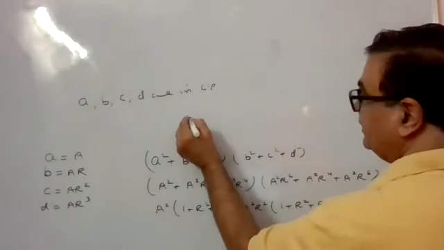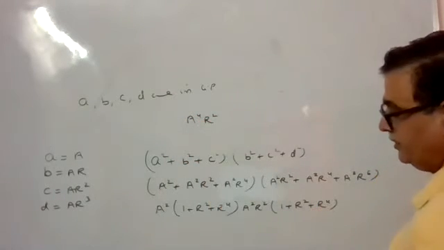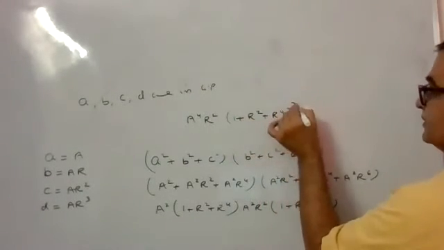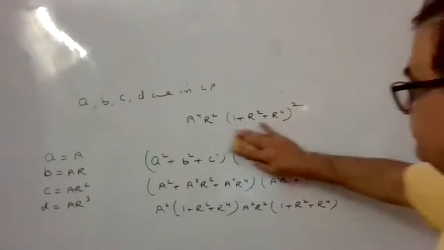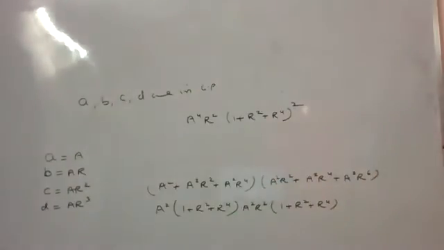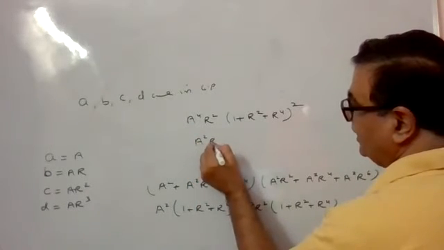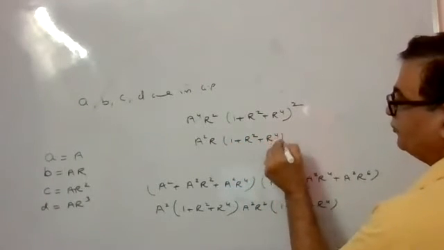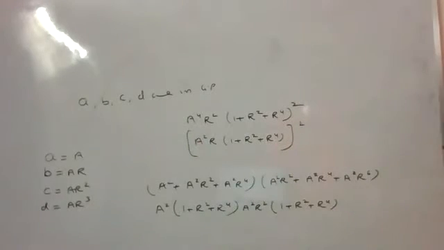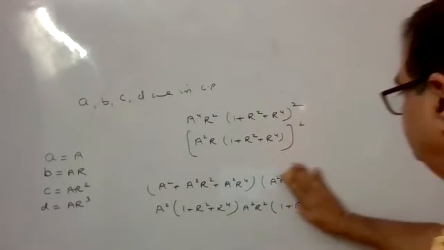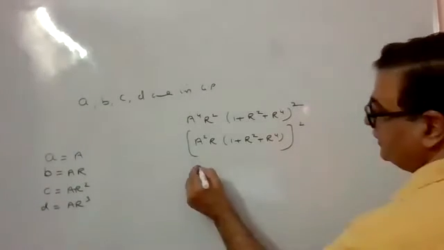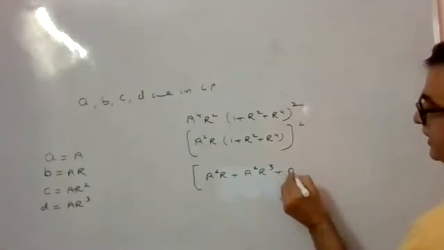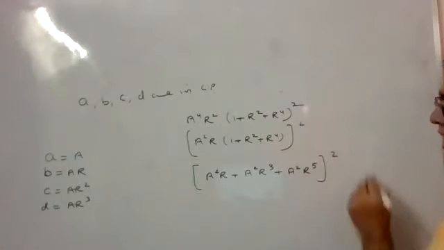Now we will take these together. A power 4 r square into (1 plus r square plus r power 4) whole square. Then we will write this as (a square r into (1 plus r square plus r power 4)) whole square. Now when you solve it, it will come out to be (a square r plus a square r cube plus a square r power 5) whole square.